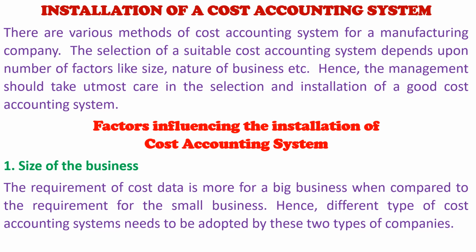Factors influencing the installation of cost accounting system. The important factors which influence the installation of a cost accounting system are stated as follows. 1. Size of the business. The requirement of cost data is more for a big business when compared to the requirement for a small business. Hence, different types of cost accounting systems need to be adopted by these two types of companies.